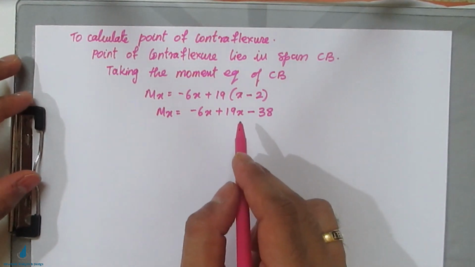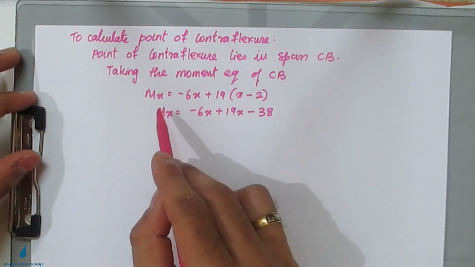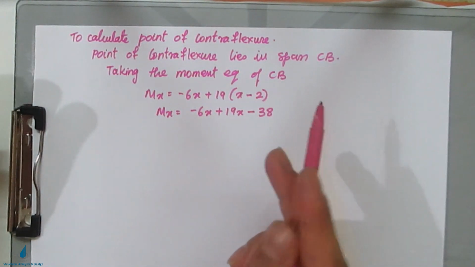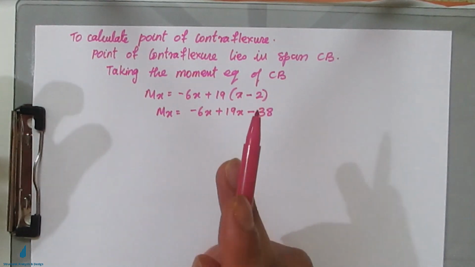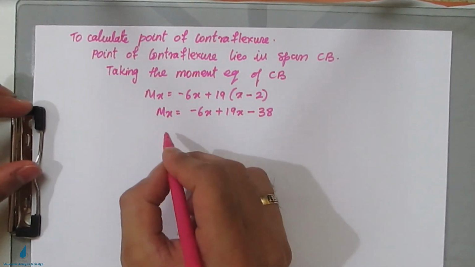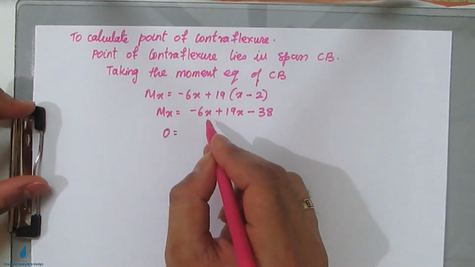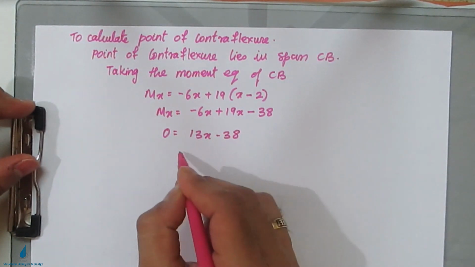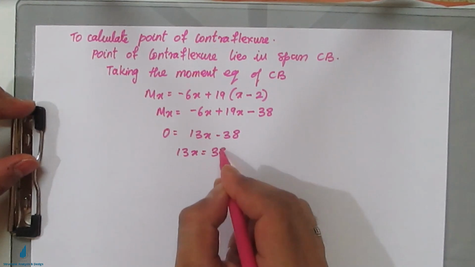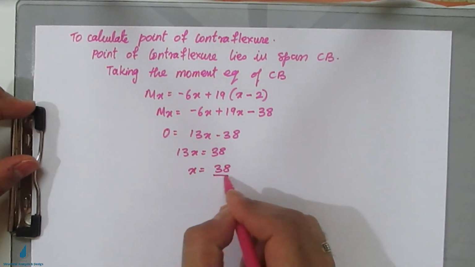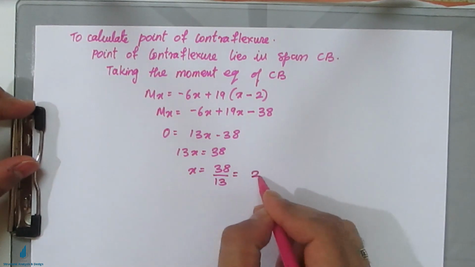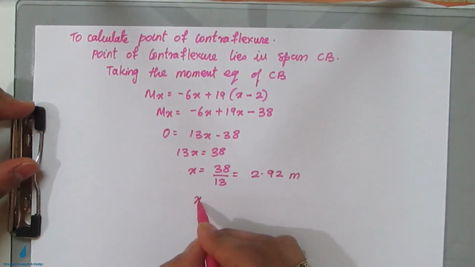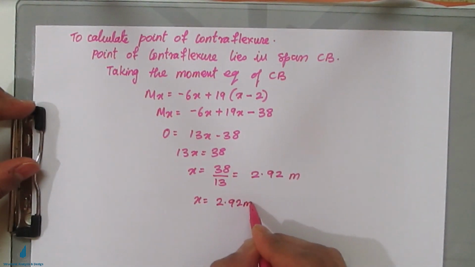Now what you have to do, we have to take this moment as 0. Why moment 0? Because it is changing from negative to positive. When it changes from negative to positive or positive to negative, it means that bending moment is 0. So now 0 equals minus 6x plus 19x, which is 13x minus 38. So 13x equals 38, x equals 38 divided by 13, which comes out to be 2.92 meters. So x equals 2.92 meters.